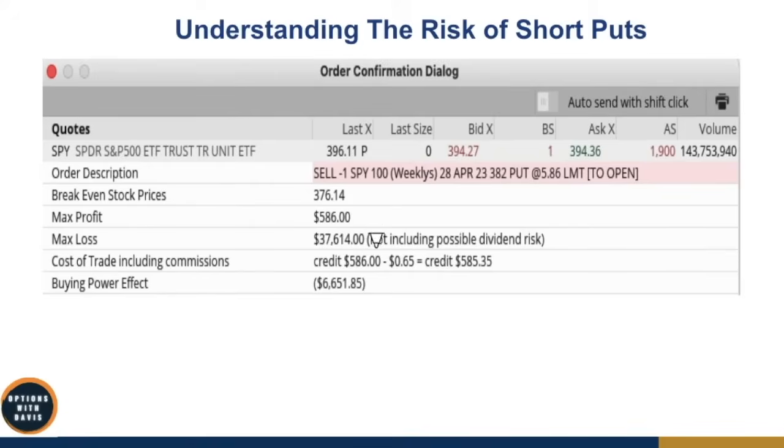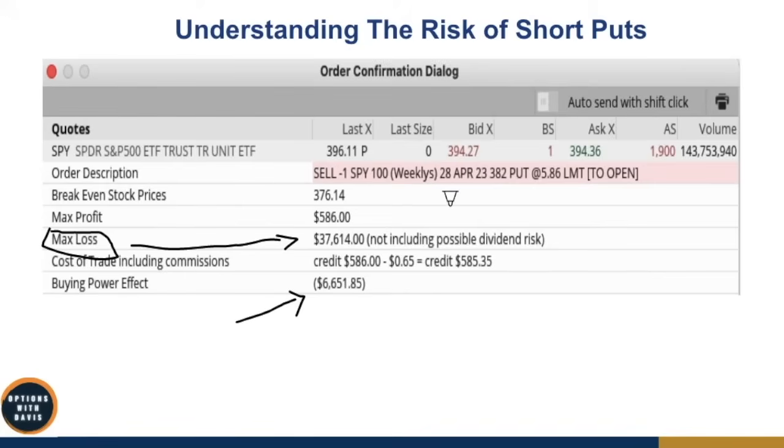So in this case, you can see this is the short put position. For putting up this position on the SPY, you would have to put up roughly $6,000 to $7,000 in terms of buying power reduction, and this is being held by your broker. You will notice the other number is this number, which is the max loss. The max loss, as you can see, is $37,614, which means the stock essentially goes to zero.